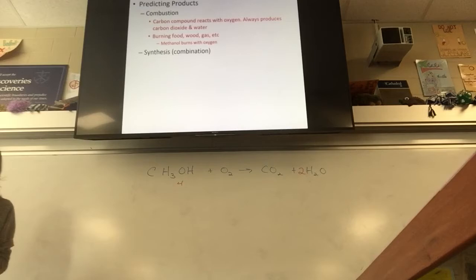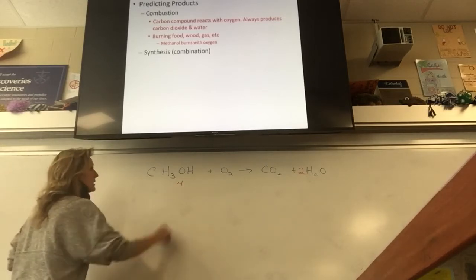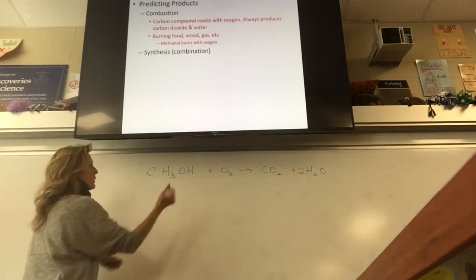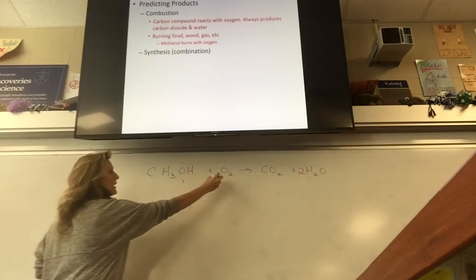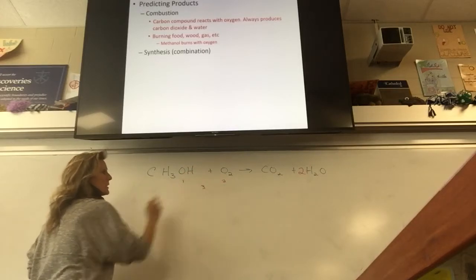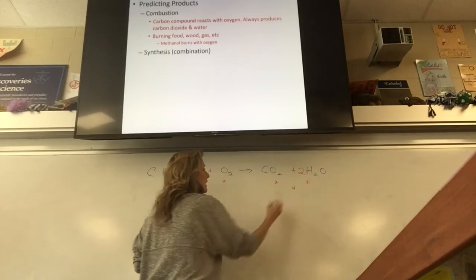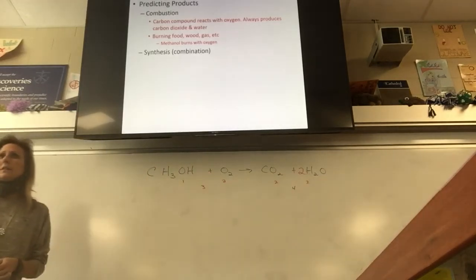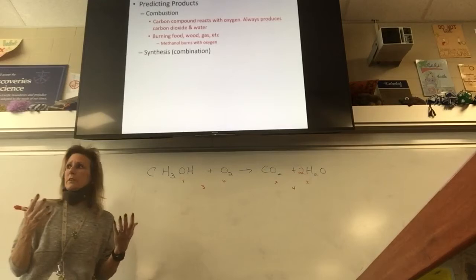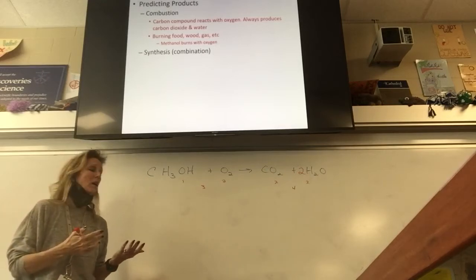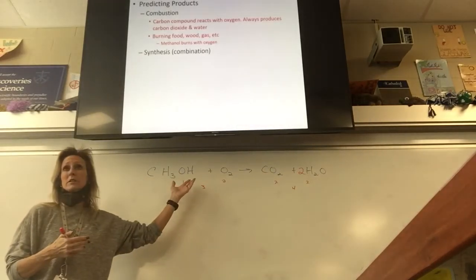And then let's take a look at the oxygens. So over here we have 1 and 2. So we have 3 oxygens on the reactant side, but we have 4 on the products. And this is where that rule of, we've got an odd number of, in this case, oxygens.